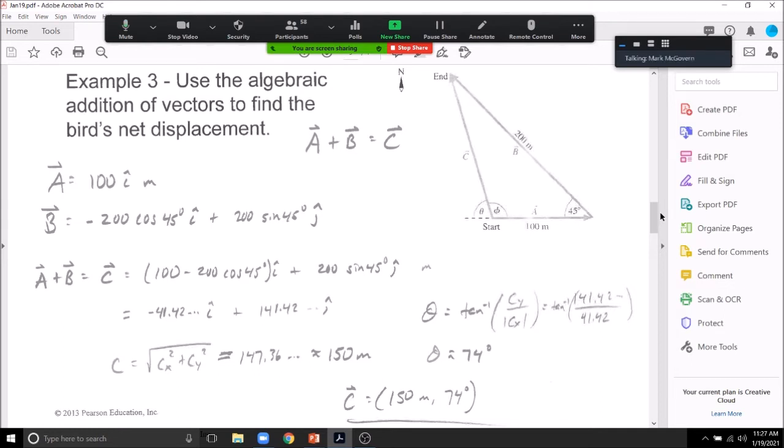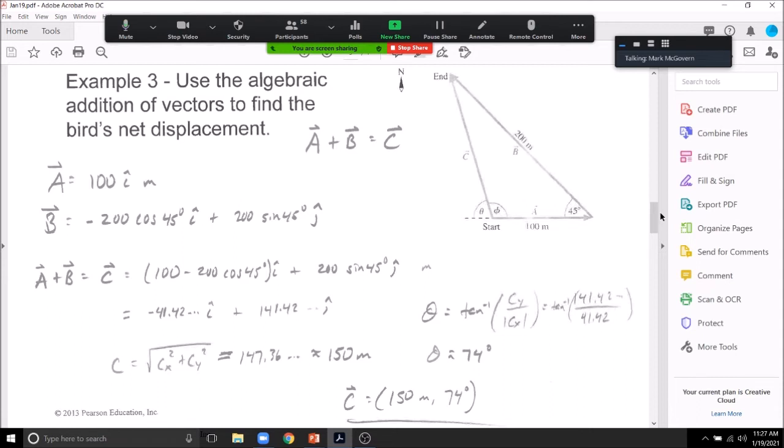Vector A would be specified as 100 i hat meters. Okay? Now vector B. I'm traumatized from almost seeing the bird die, so I'm trying to recover here. Vector B, the components would be a negative 200 cosine 45 i hat and a positive 200 sine 45 j hat.